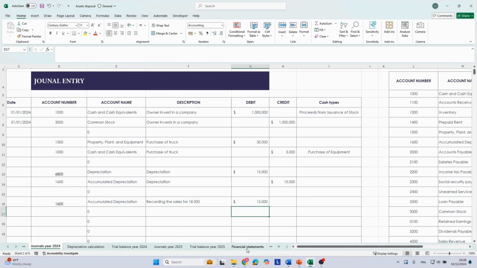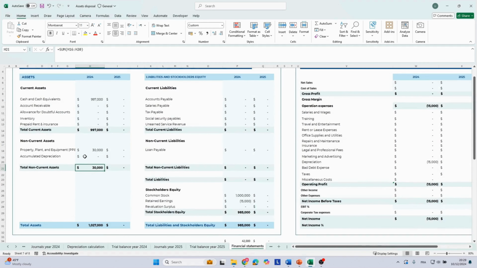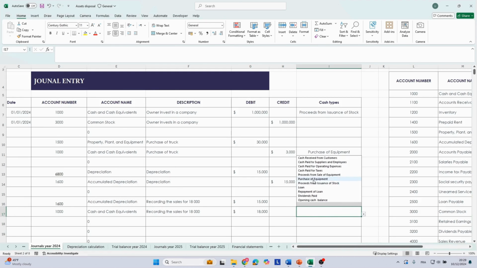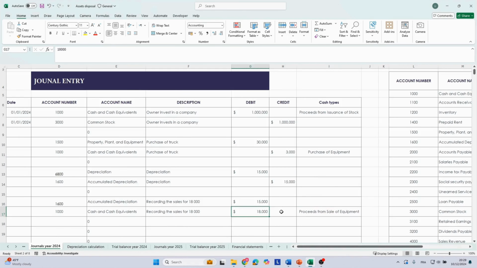So we cancel the depreciation, 15,000. If we go to the financial statement, you see the depreciation is canceled and still we have property plant for the total amount. We need to continue with our transaction. So we said that we get cash for the amount of 18,000. So we have to put it here and put the cash types, which is proceed from sales for equipment. So here you see that the total of the debit is 33,000.